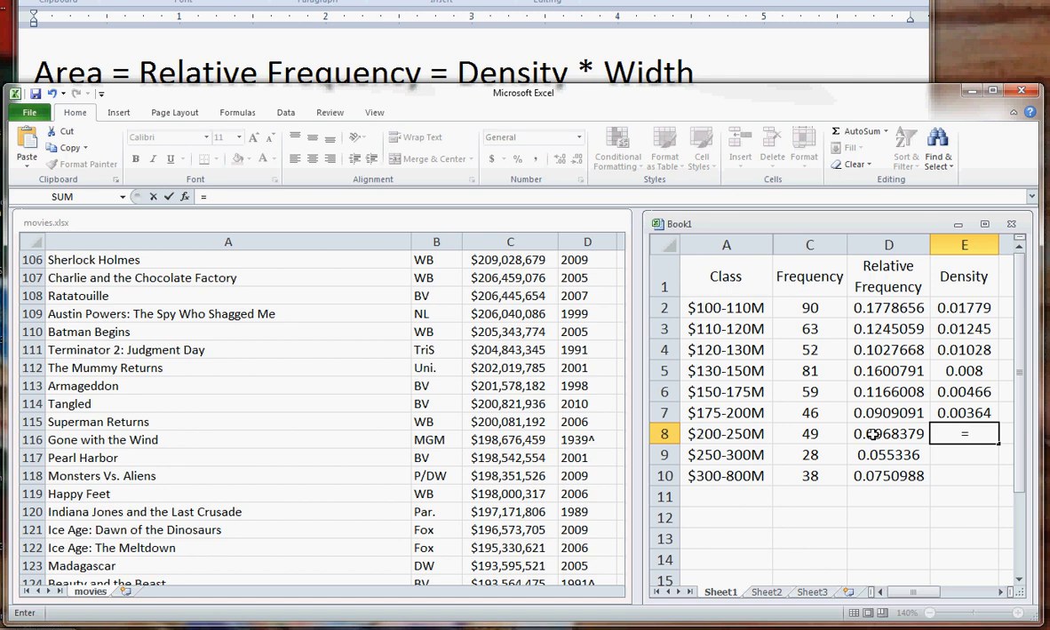Next block will be this relative frequency divided by 50 for a width of $50 million. The next block will be again the relative frequency divided by 50. And finally, the last block will be the relative frequency here divided by 500 because the width of this block is $500 million. A couple of comments.